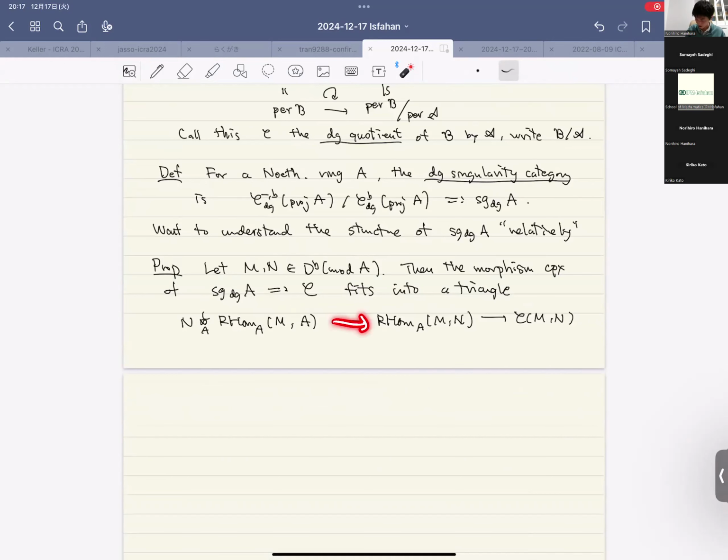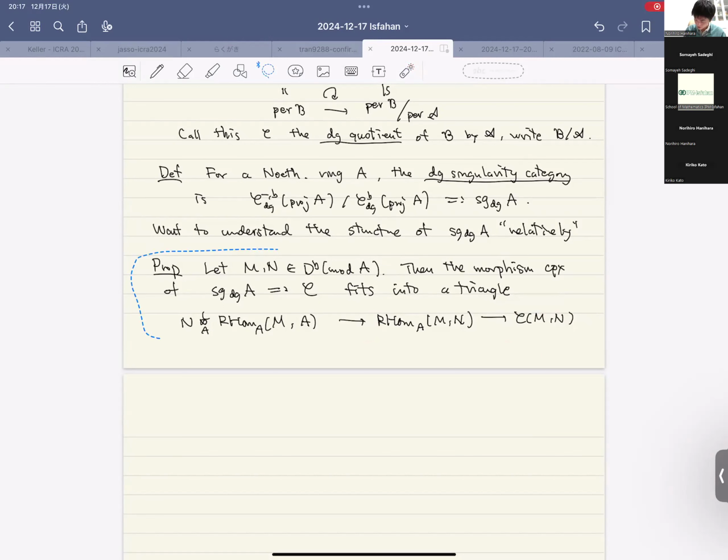So we have this natural map we often use. For example, we often claim that there's a natural map, and this is an isomorphism whenever, for example, M is perfect. And this is far from being an isomorphism in general. So the question is, how far is it from being an isomorphism, or in other words, what is the mapping cone of this natural map? The answer is very simple: the mapping cone is given by the morphism complex of the DG singularity category.